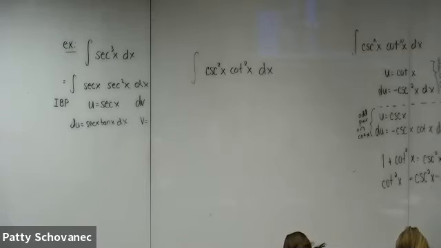Got an even power on cosecant. We'll take u to be cotangent. You don't even have to substitute anywhere. u is cotangent. I've got the du sitting for me right there.